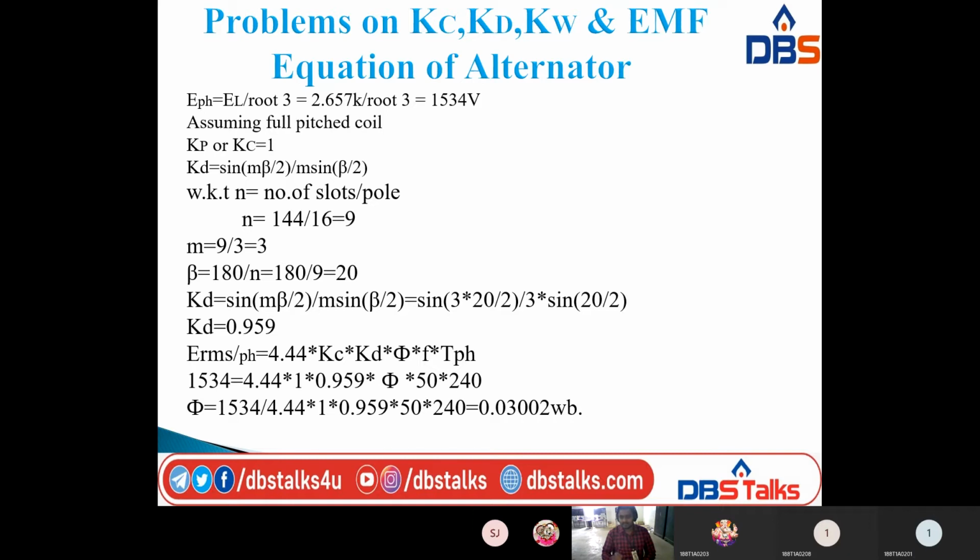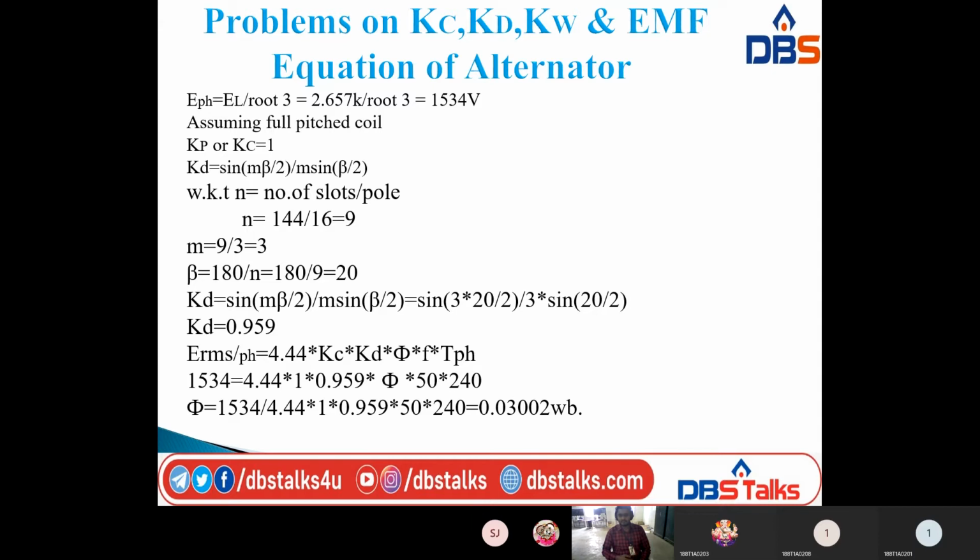And next we are going to calculate the beta value. That is the slot angle. Beta is equal to, you know the formula, 180 by n. You know the value of n, so substitute that n value into this. That is equal to 180 by 9. So beta is equal to 20. This is the beta value, 20 degrees.